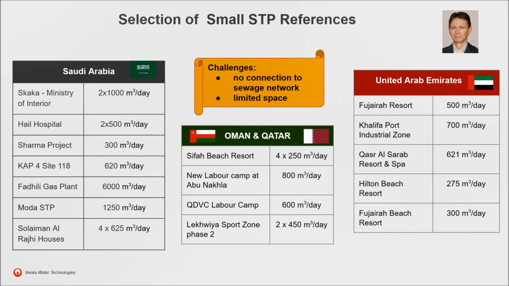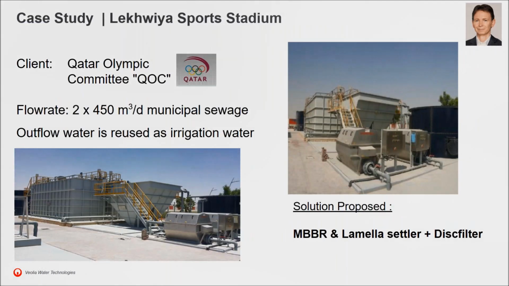Usually, clients have some common challenges. They are far from the existing sewerage network, and they cannot be connected at a reasonable cost, and the available space is limited or expensive. As you see, the main applications we found in the region are for hotels, resorts, small compounds, labor camps, or industrial zones. And now we'll look in more detail at one of our references. Next slide.